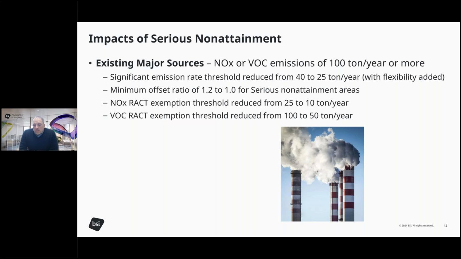For the VOC RAC exemption threshold, it's being reduced from 100 to 50 tons per year of VOC emissions from sources that are not covered under regulation for CTG RAC sources, which I'll cover in a minute. Just wanted to note also for existing major sources that if you submitted an updated RAC study prior to March 2023 associated with the moderate RAC SIP call, you will not need to resubmit another RAC update under the serious RAC SIP. However, you will need to complete a RAC study for any sources that were previously exempt that no longer meet the revised exemption thresholds.